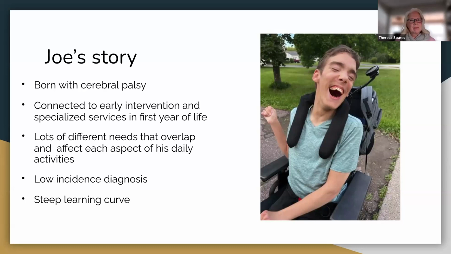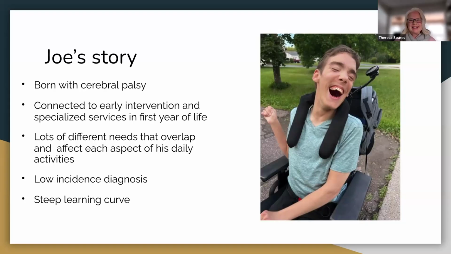But my bio described a little bit about a premature birth and being diagnosed with cerebral palsy. Joe's cerebral palsy is the type that affects all four of his limbs, his vision, and his ability to talk with his voice. So we were right out of the hospital, connected to early intervention supports and have been in the special needs world ever since.